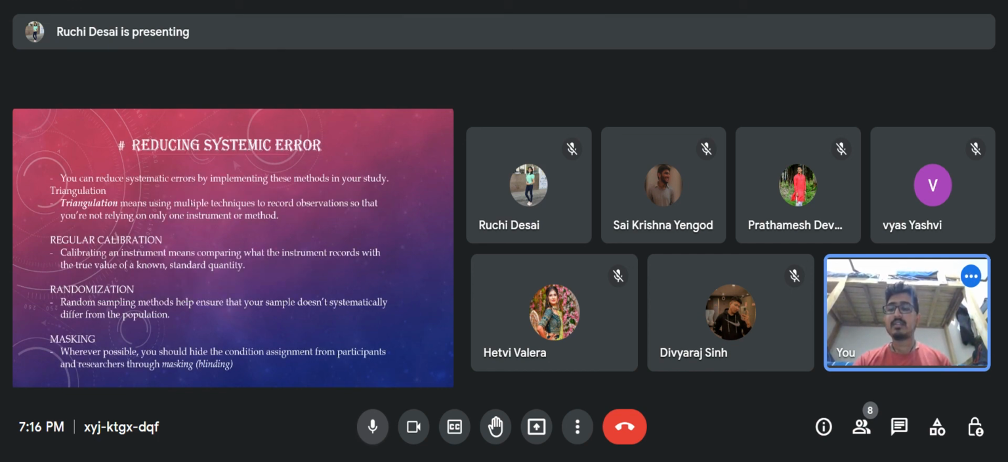Reducing systematic error. You can reduce systematic errors by implementing these methods in a study. Triangulation means using multiple techniques to record observations so that you are not relying on only one instrument or method. Regular calibration. Calibrating an instrument means comparing what the instrument records with the true value of a known standard quantity. Randomization. Random sampling methods help ensure that your sample doesn't systematically differ from the population. Masking. Wherever possible, you should hide the condition assignment from participants and researchers through masking or blinding.